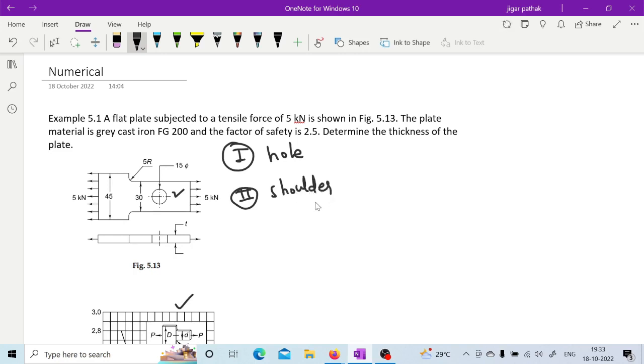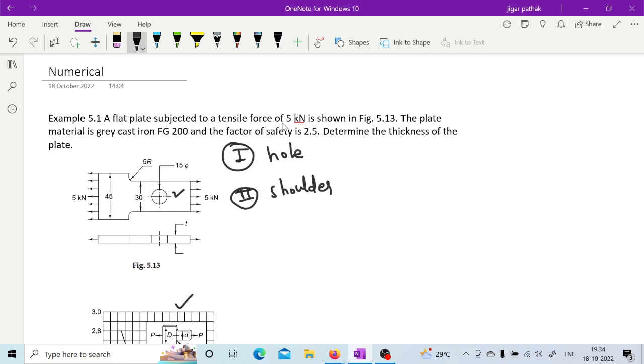Yes, please. I was telling that we should first calculate sigma max, then after that the section of the fillet. You need to calculate sigma max first. How will you calculate sigma max?